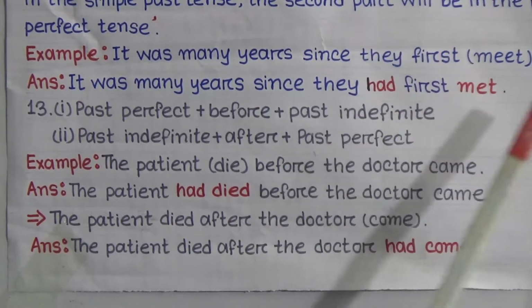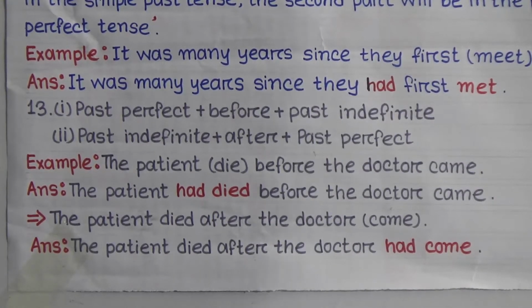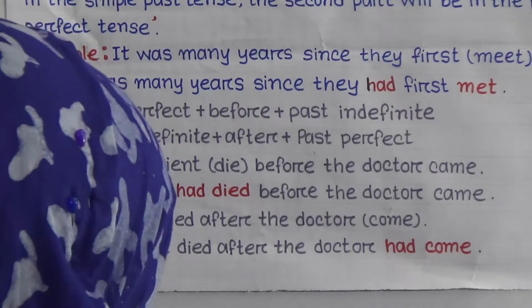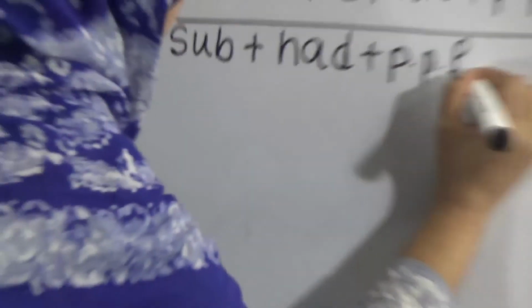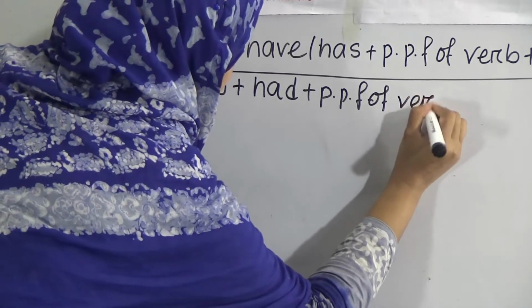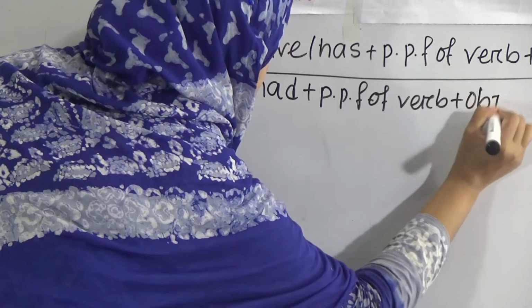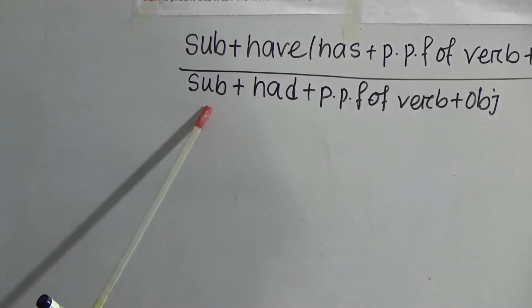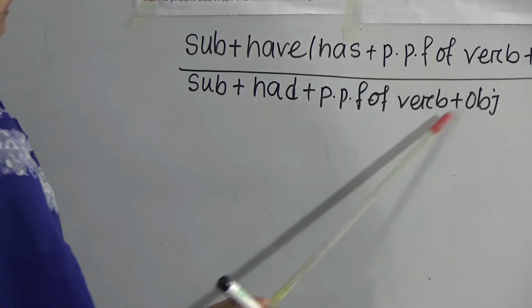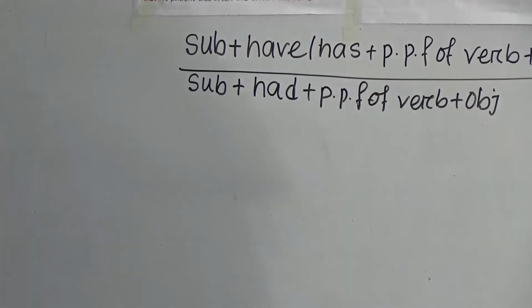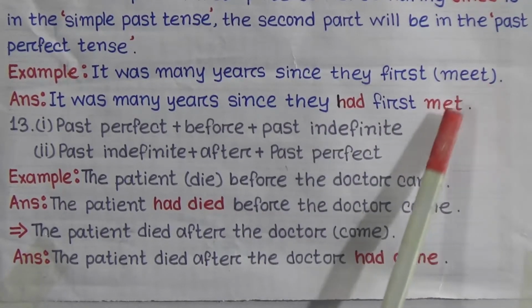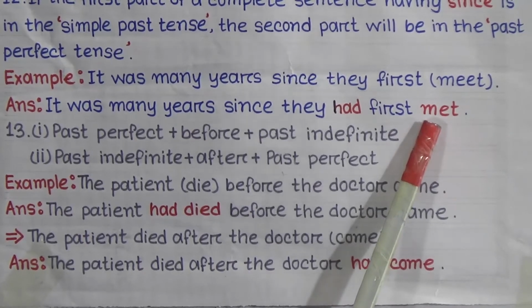We know the structure of past perfect: subject plus had plus past participle form of the verb, plus object. So students, look, it was many years since they had first met. We use past perfect tense, had first met. The past participle form of met is met.